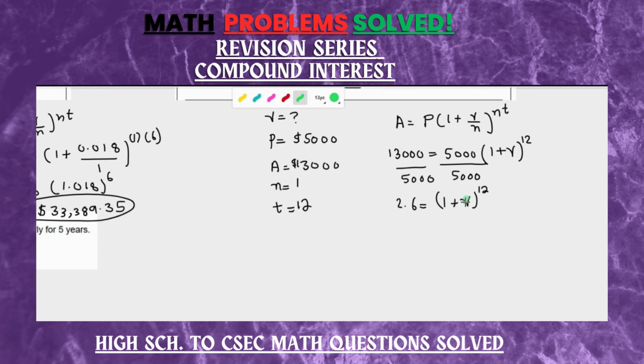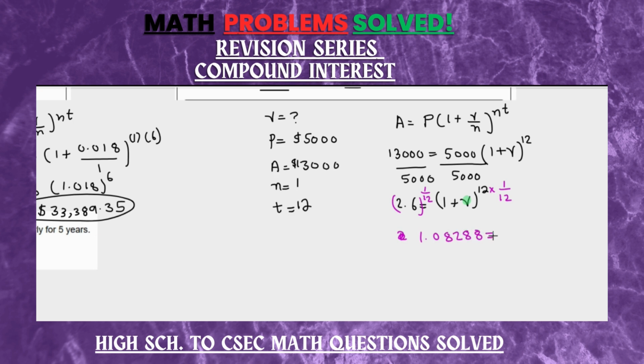You have to calculate R. There are many ways to calculate R. In this problem, I will tell you the simplest way. That is, when the exponent is 12, if you have to make it 1, you can take the exponent 1 over 12 here, and take the exponent 1 over 12 here, right? So you can use a calculator to find 2.6 to the power of 1 over 12.